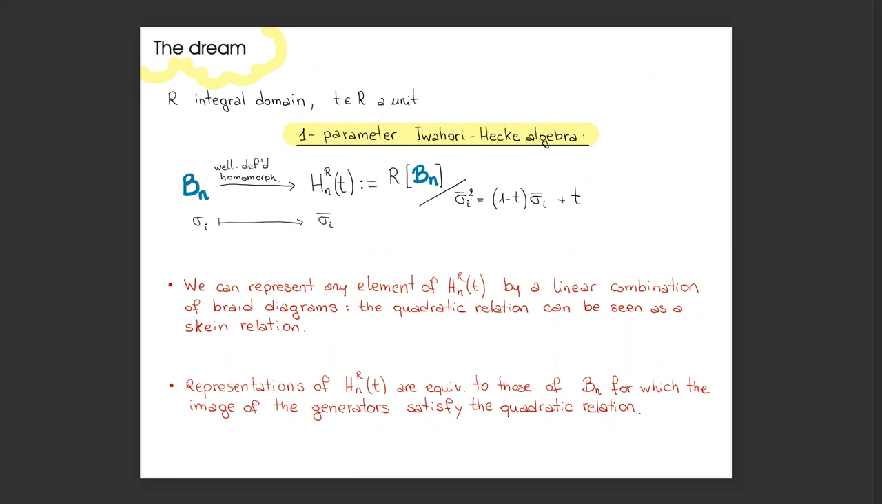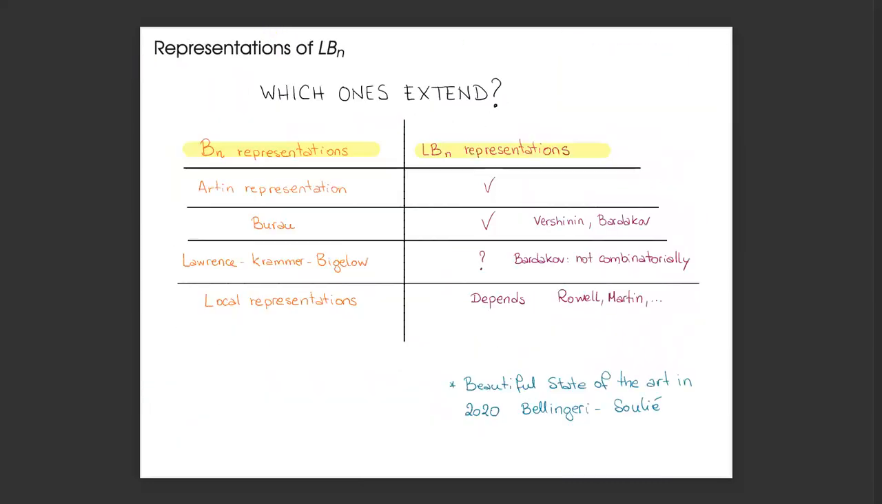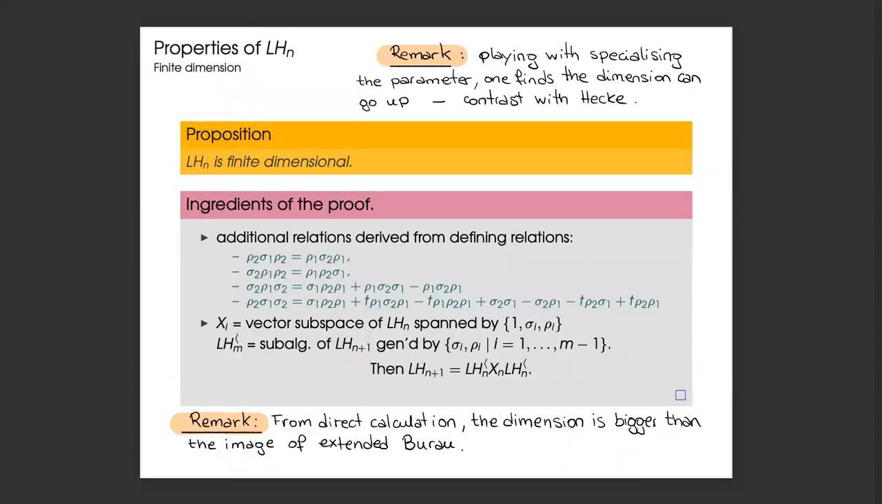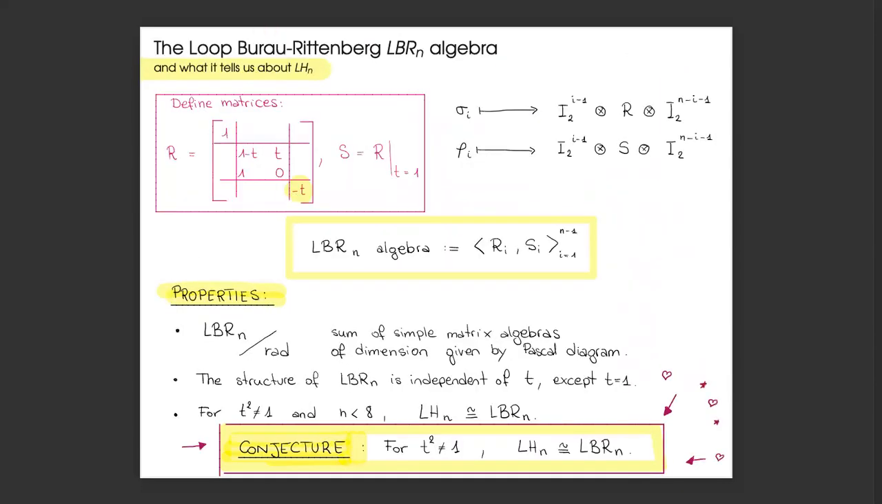So let's go back to your conjecture. I just want to understand the conjecture, that's all. Okay, where's the conjecture? So we define these matrices, right? And you are looking at this LBRN algebra, and it's the algebra generated by the RIs and SIs. Yes, which are not Burau matrices. They are slightly different from Burau matrices. But that's okay.